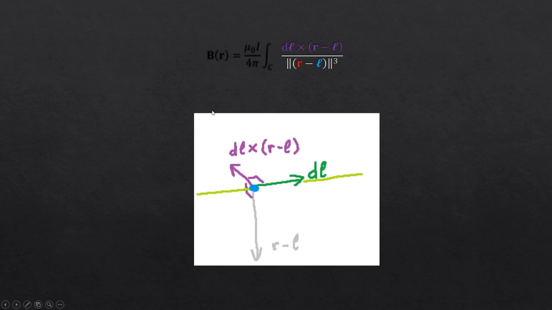Let's focus on the inside of this integral. This purple expression is the cross product of dl and the difference between r and l. The cross product is a vector operation. The result is still a very small vector. It points perpendicularly to dl and r minus l. Finally, we divide by the cubed length of r minus l.